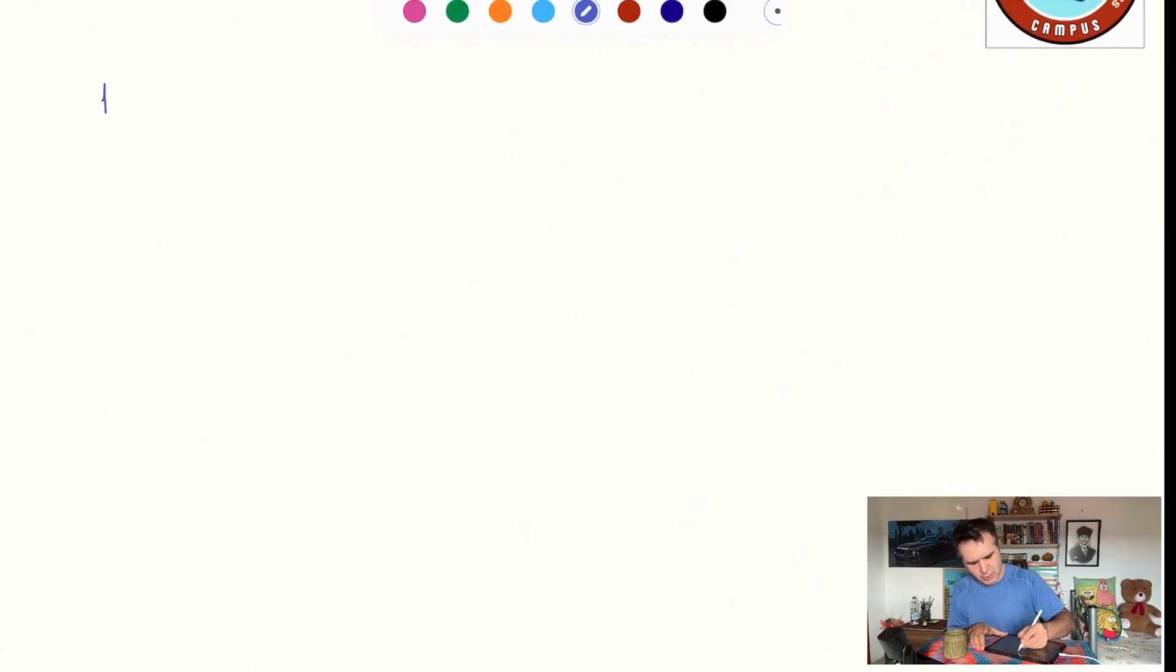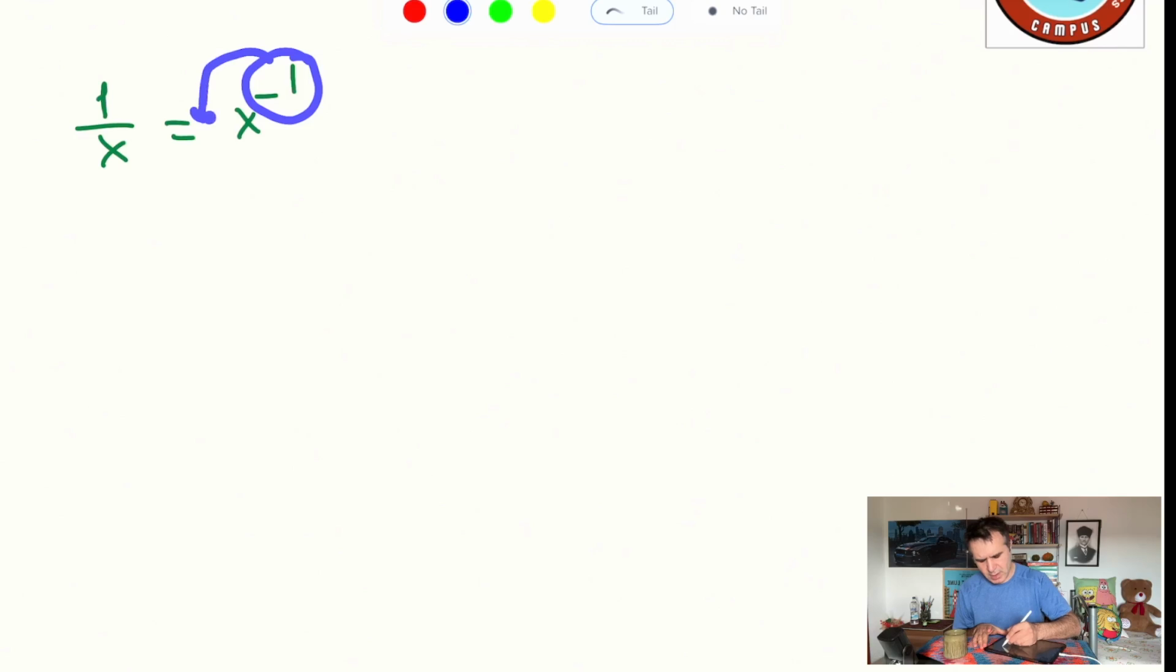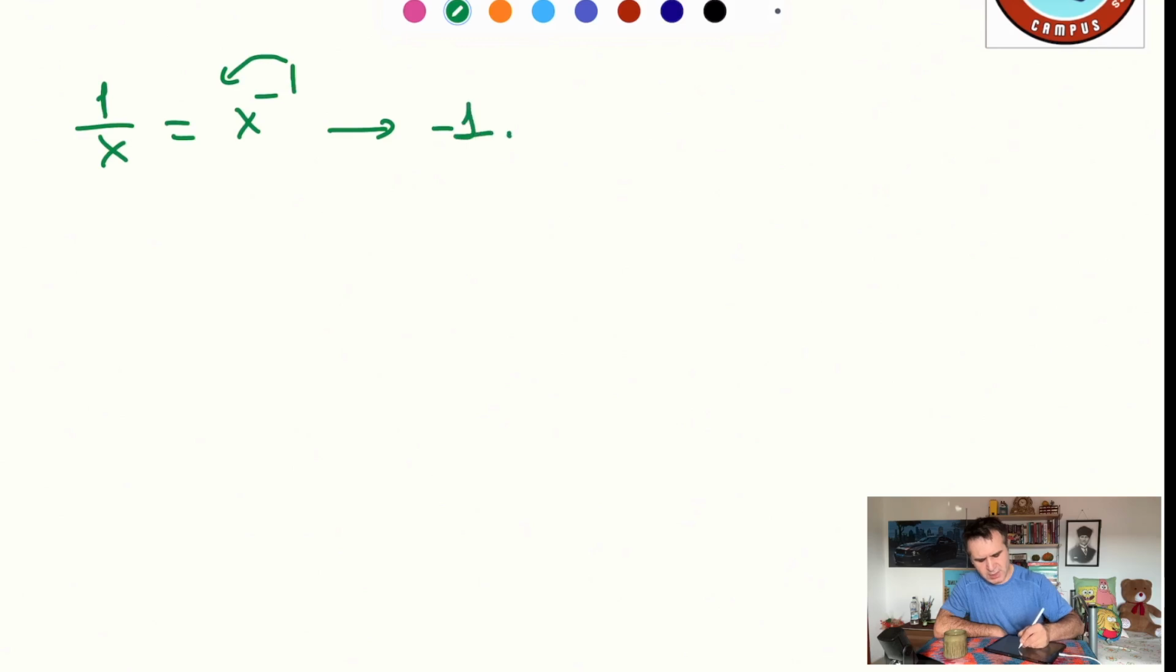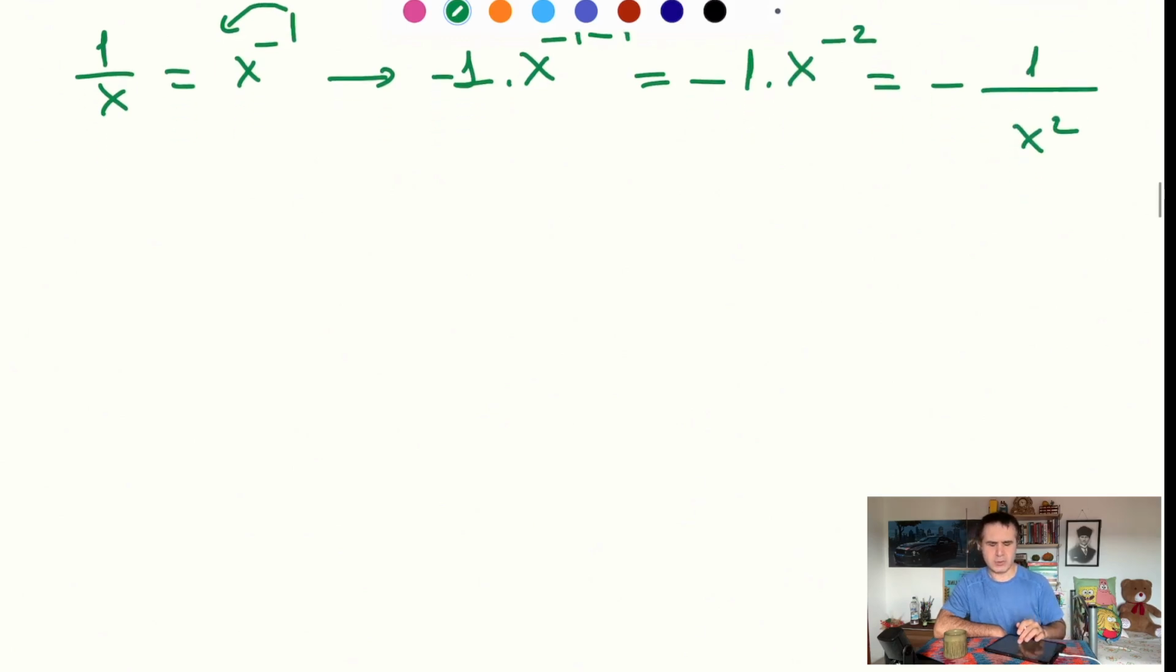Our first function is 1 over x. We will write it as a power function, and this will be equal to x to the minus 1. And when we take the derivative of power functions, we take the exponent as coefficient and multiply, minus 1 times, and secondly we subtract 1 from the exponent, minus 1 minus 1, and this will be equal to minus 1 times x to minus 2, and this is equal to minus 1 over x squared.